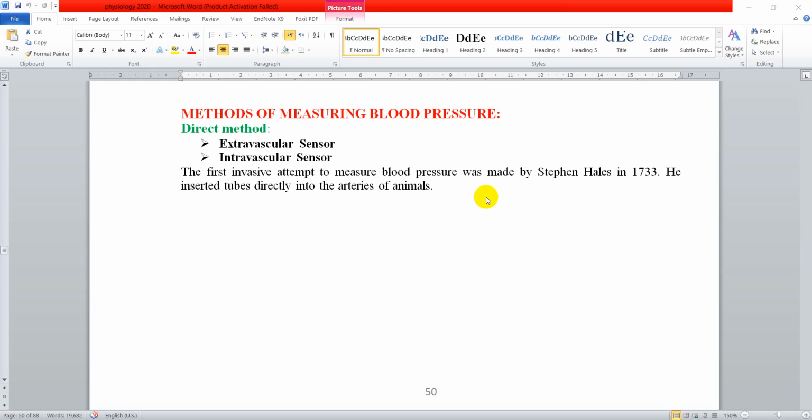We're talking about it, but it's not recorded in details. General notice, okay? The first invasive attempt to measure blood pressure was made by Stephen Hales in 1733. He inserted tubes directly into the arteries of animals. Here the first recording of pressure was by the direct method, entrance of a tube for measuring the blood pressure directly to the artery.